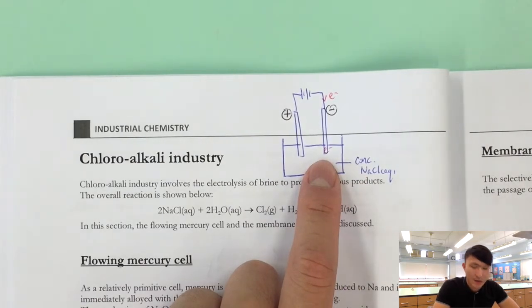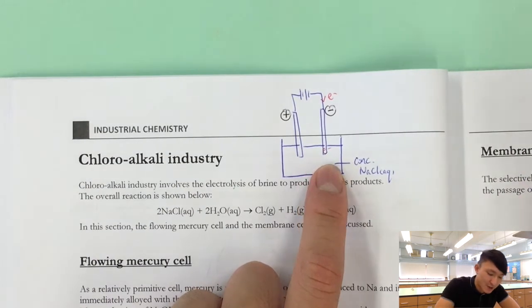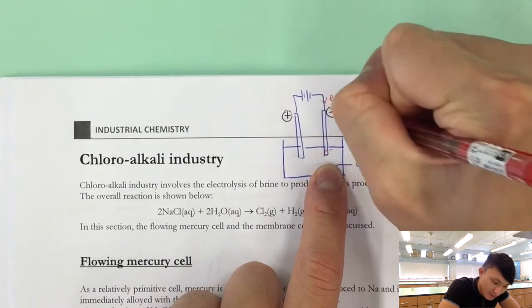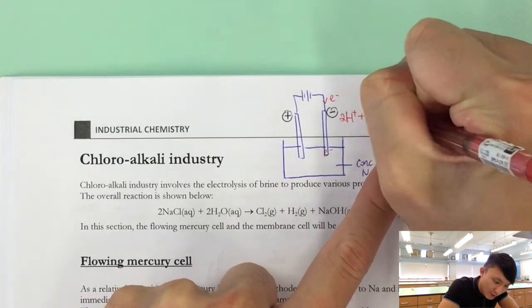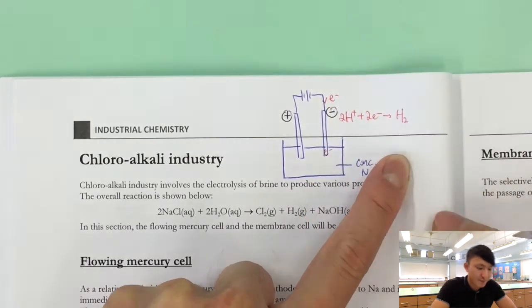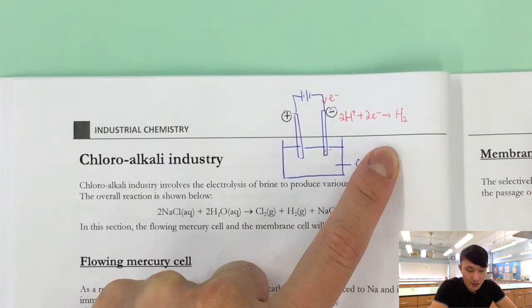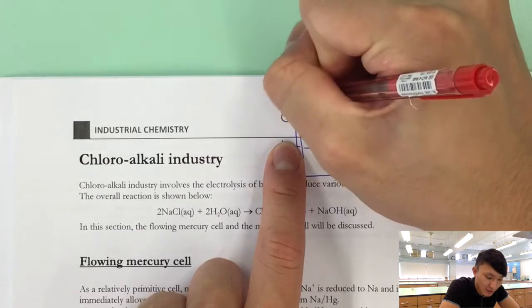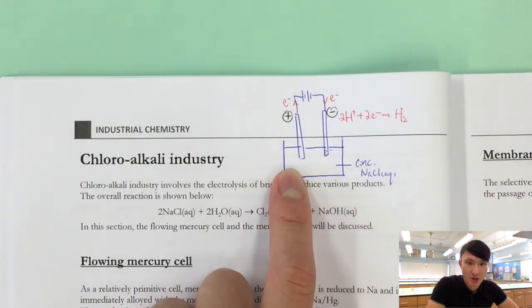Now, which one is going to be preferentially discharged, accepting that electron and undergoing reduction? Of course, it has to be H+. So on the negative electrode, you will expect H+ gaining an electron, forming H2, and this is the reduction half equation. On the left-hand side, at the positive electrode, something has to discharge so that electrons can be provided back to the external circuit, therefore balancing the charge.